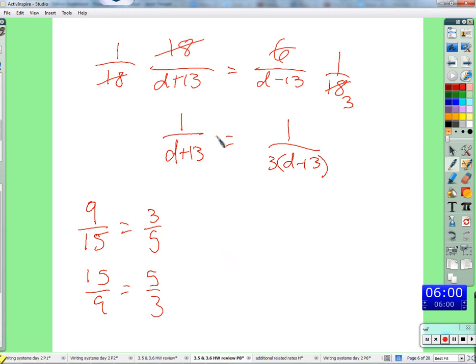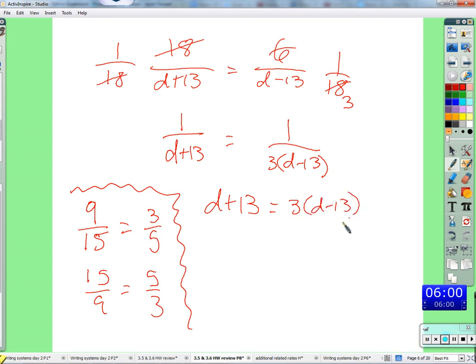Great. So here we have 1 over D plus 13 equals 1 over 3 times D minus 13. I take the reciprocals and set them equal to each other, just establishing a mathematical law here. What's the reciprocal of 1 over D plus 13? D plus 13 over 1. That's right. Do I need to write over 1? No, it's redundant. And the reciprocal of 1 over 3 times D minus 13? D minus 13 over 1.